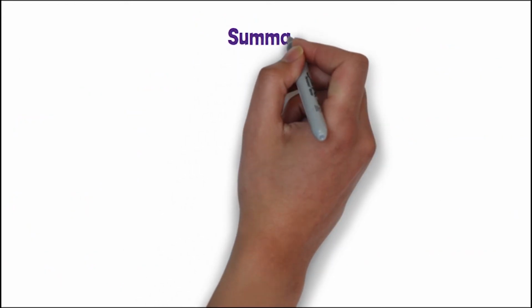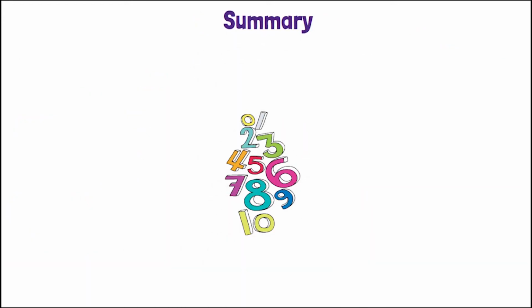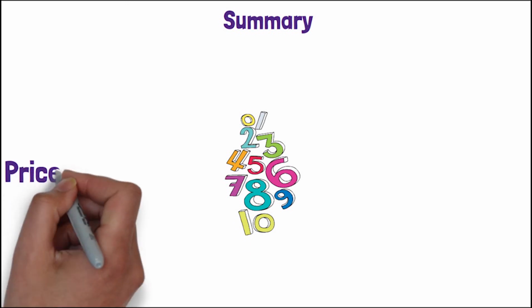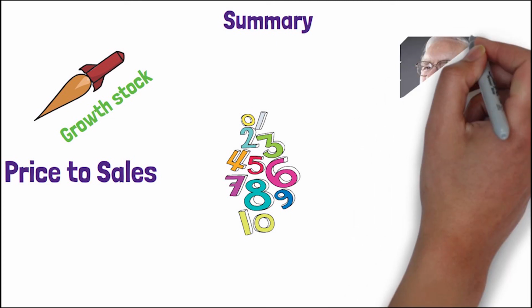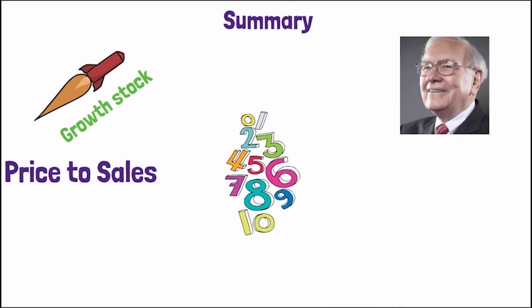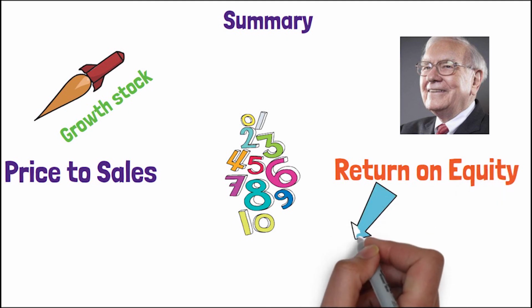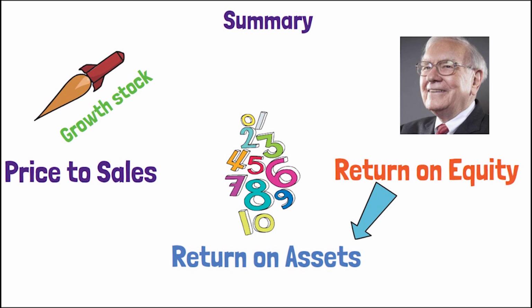To sum up, we learned the calculations are quite easy and we shouldn't be annoyed by them. We learned what the price to sales ratio is and that we use it when evaluating fast growing companies, also known as growth stocks. We also learned about one of Buffett's favorite ratios, the ROE, how this is different than the ROA, and how to use both of these ratios to evaluate the effectiveness of a business.